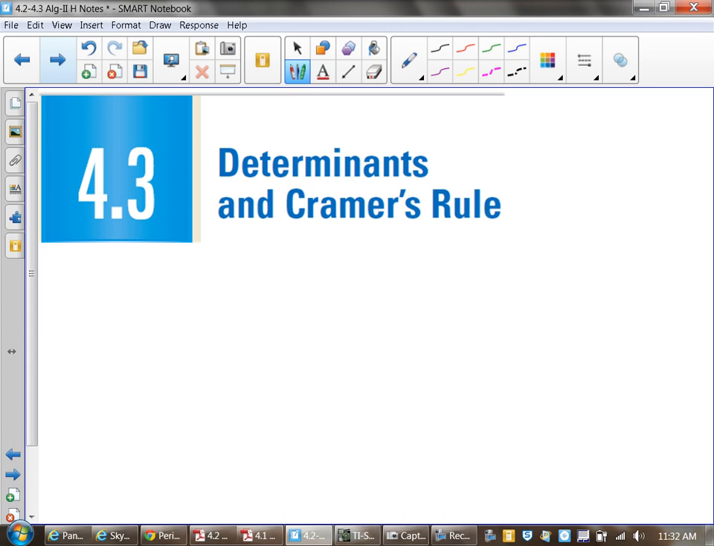Anyway, today we are going to continue a discussion of other things about matrices, and one of the things we're going to talk about today is called a determinant.